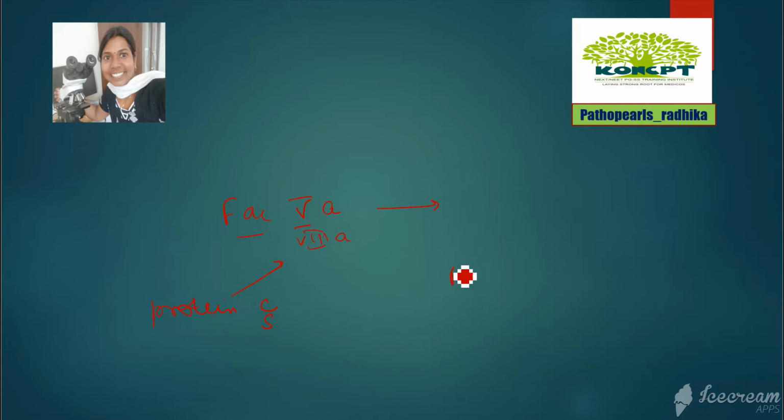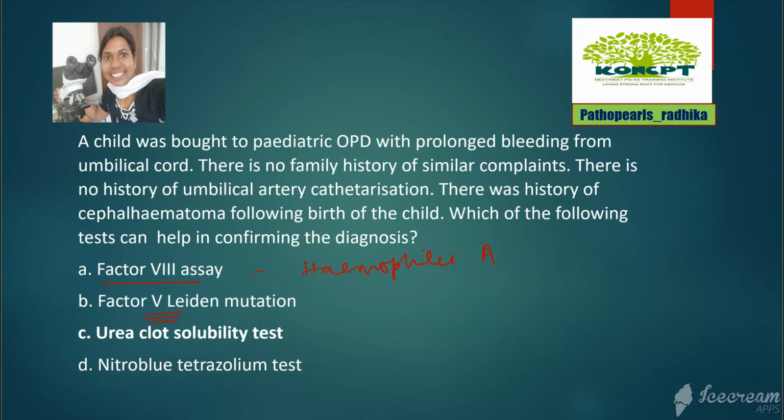Okay, so what happens if you have a factor 5 Leiden mutation? There is glutamine to arginine substitution at position 506, because of which your factor 5 will be resistant to cleavage by protein C and protein S. So there will be uncontrolled activation which leads to thrombosis. So the patient presents with recurrent deep vein thrombosis. Okay, so that's about factor 5 Leiden mutation.